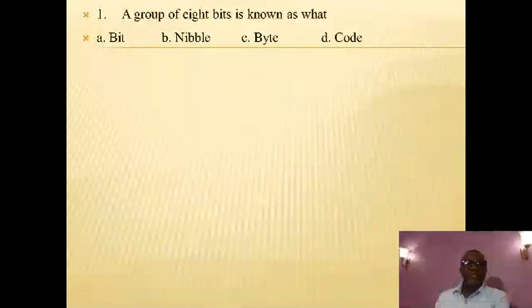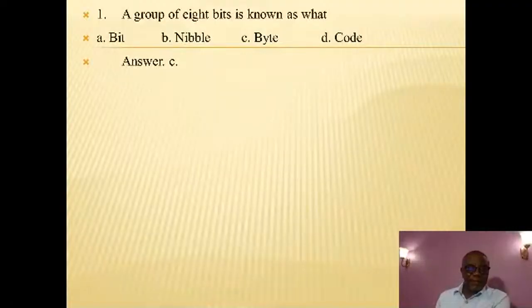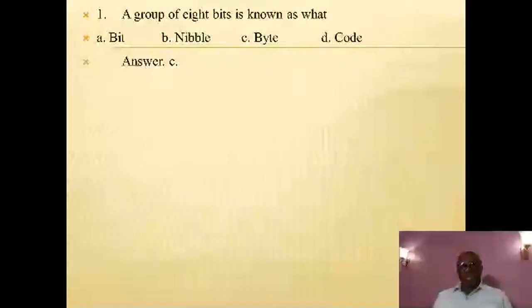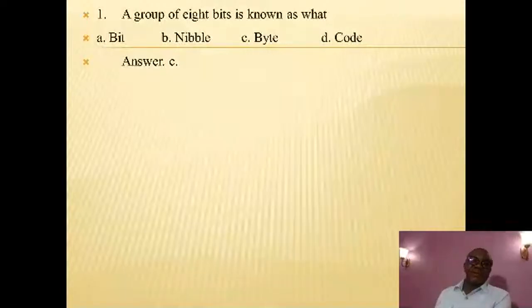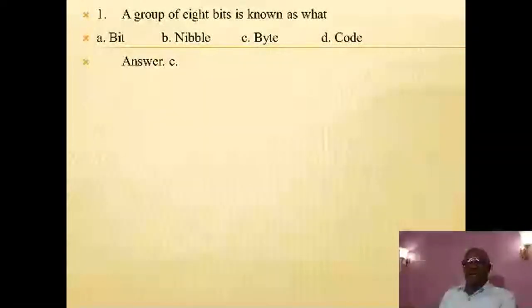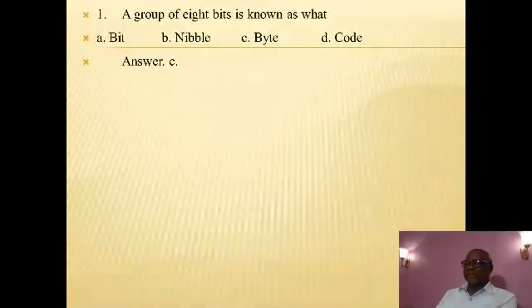So if you look at it, you see that our answer is C, because any time you have single bits, you call them single, either 0 or 1, whereas a nibble is when you group 4 bits. And of course, decode means when you interpret codes.